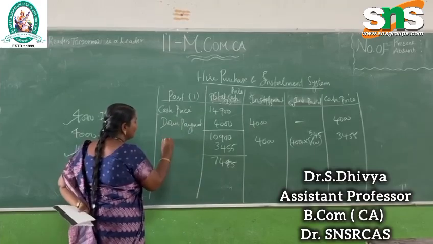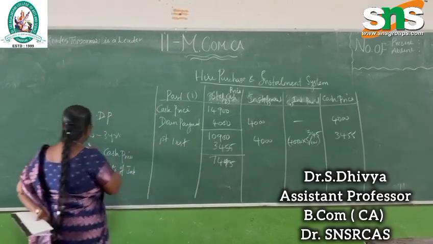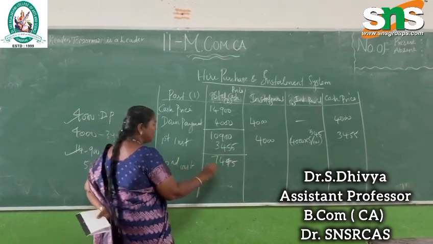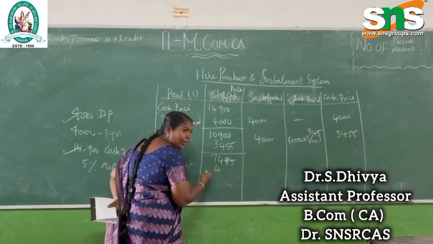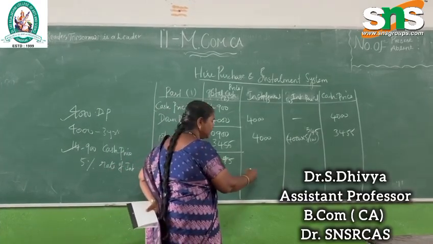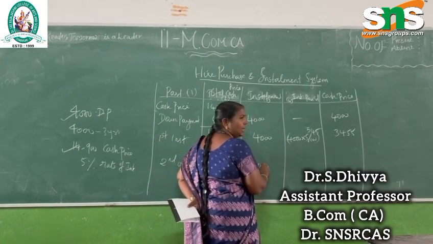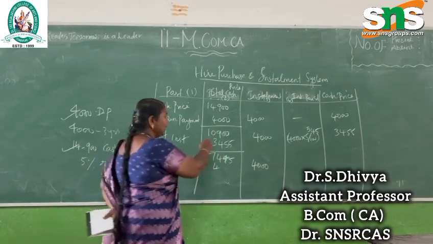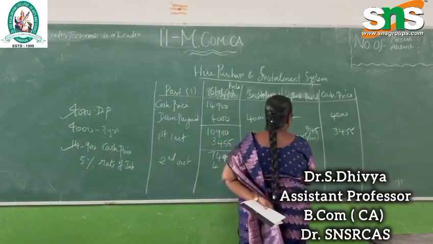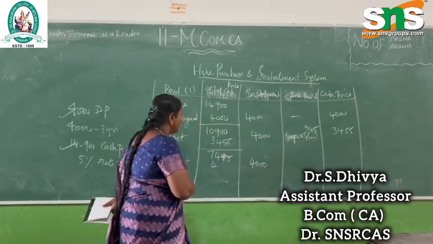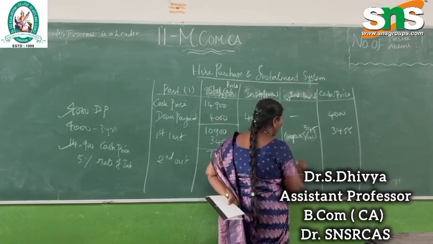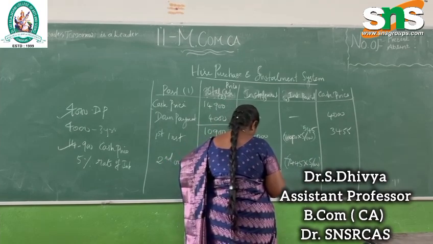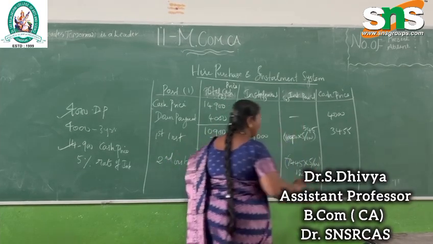This is the first installment they have paid. Annually they are paying for 3 years. So for the second installment, how much have they paid? Again they are paying 4,000. For the pending amount, we have to find the interest. So here 7,445 into 5 divided by 100. How much do they have to pay? 182.75 they have paid as interest.